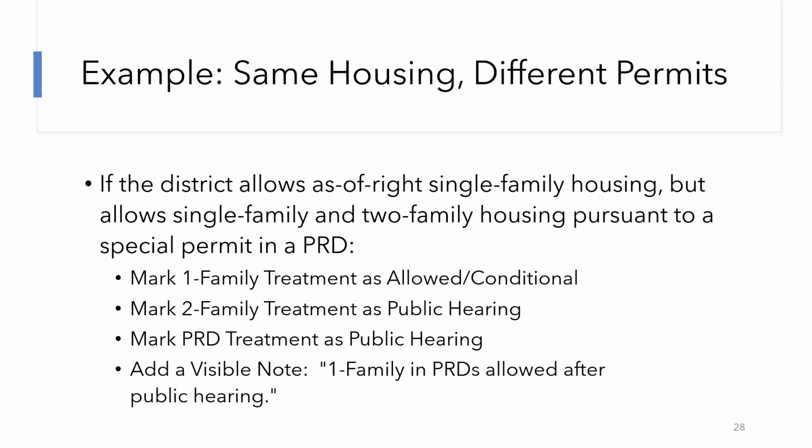If you have the same type of housing but different permits, this is what you're going to do. So if it allows as of right single-family housing, but allows single-family and two-family housing pursuant to a special permit in a PRD, you are going to mark the one-family treatment as allowed conditional, the two-family treatment as public hearing, the PRD treatment as public hearing, and you're going to add a visible note that one family in PRDs is allowed after a public hearing.